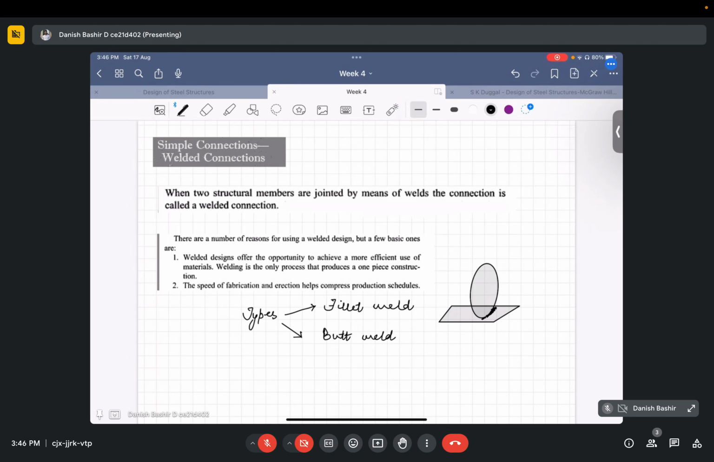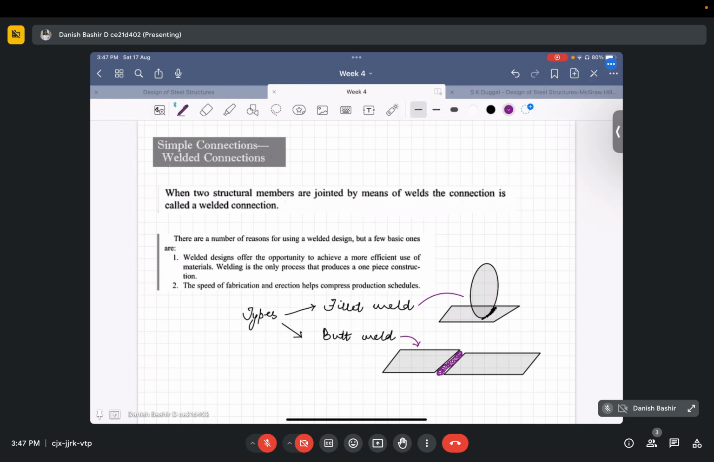And butt weld, if we have one plate like this and we want to join another plate like this with it, we will fill it with a weld like this. We will do welding like this. This is known as butt welding. Okay, this is known as fillet weld.